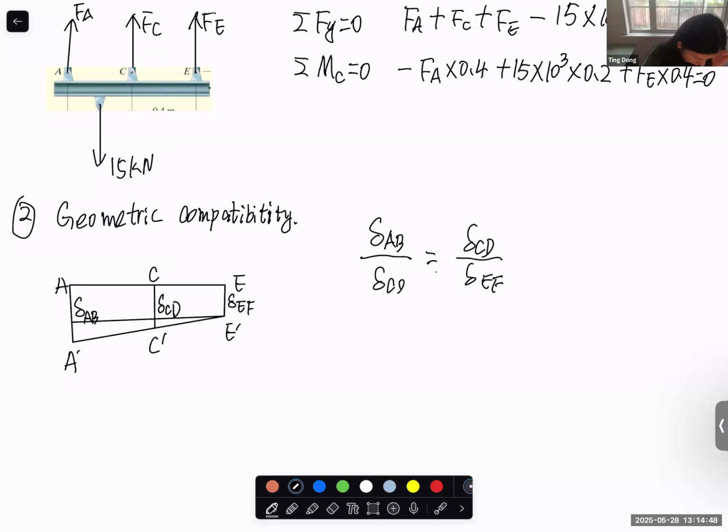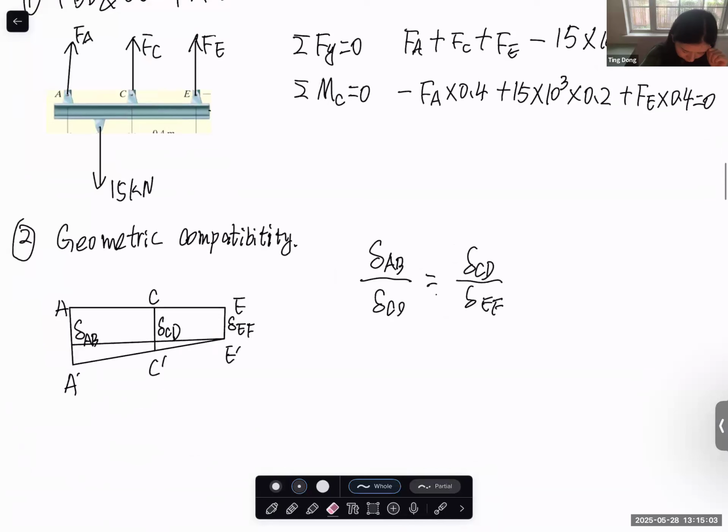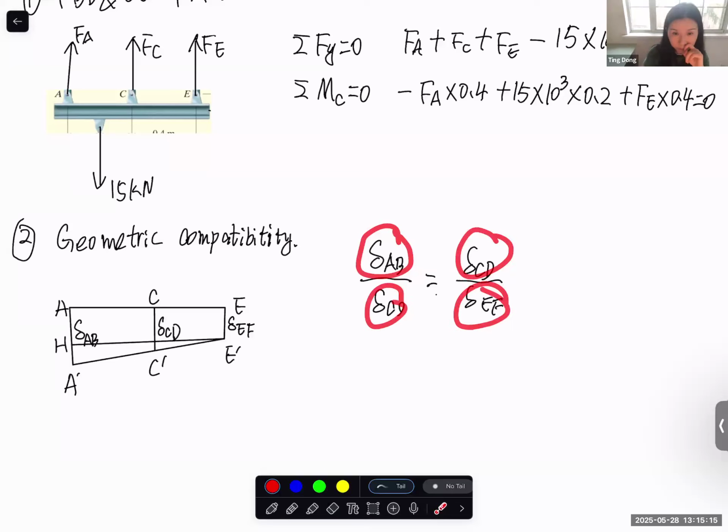So you're saying let's say this is A, B, C. Let's say this is the F point. Sorry, cannot use F, F is the top point. Let's say this is H. So why do we have the relation delta AB over delta CD equal to delta CD over delta EF?